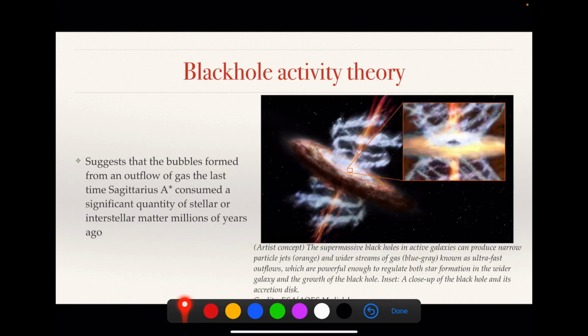The black hole activity theory simply states that the Fermi bubbles were the result of black hole outflows from the black hole at the galactic center, which is Sagittarius A star. This artist's concept shows how black holes may also cause the spiral ridges. As we have seen from other galaxies, black holes obviously cause incredibly powerful jet outflows from their accretion disks.